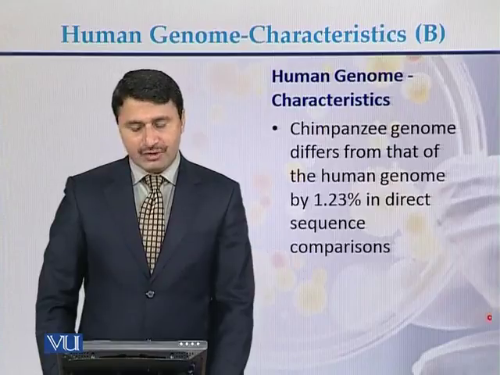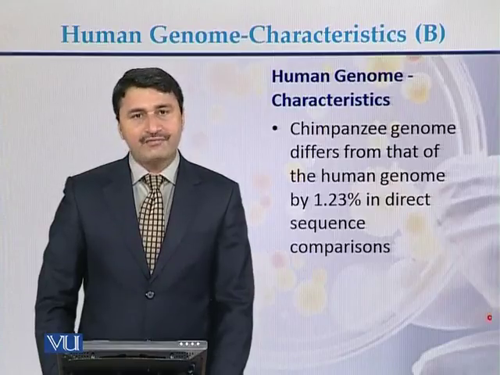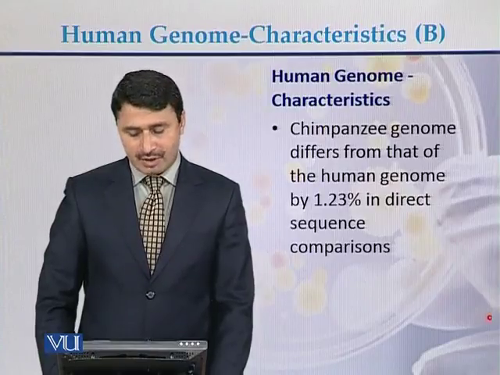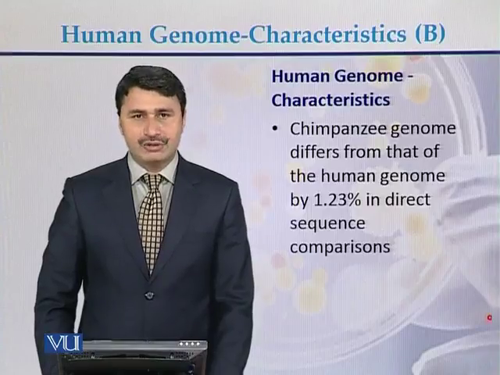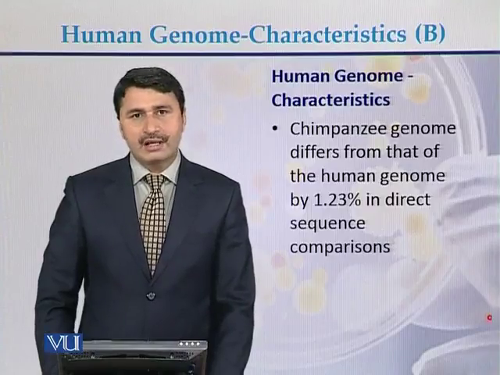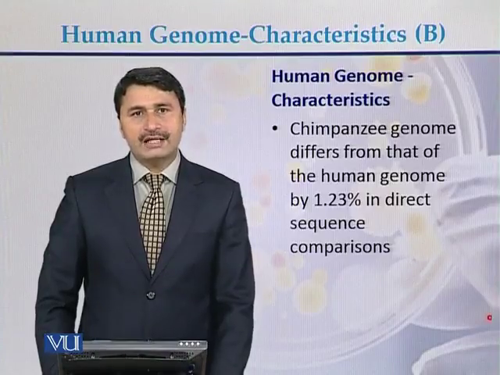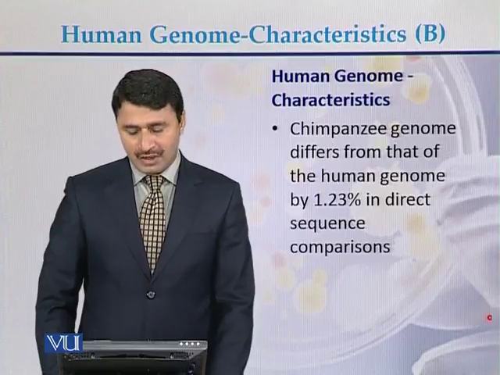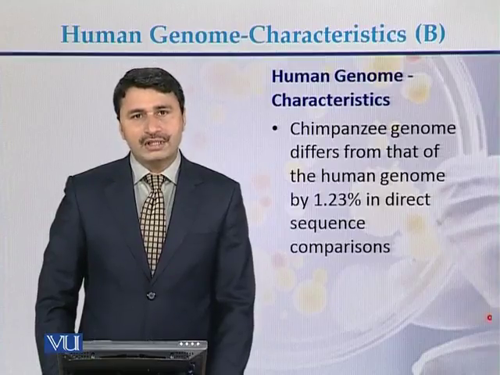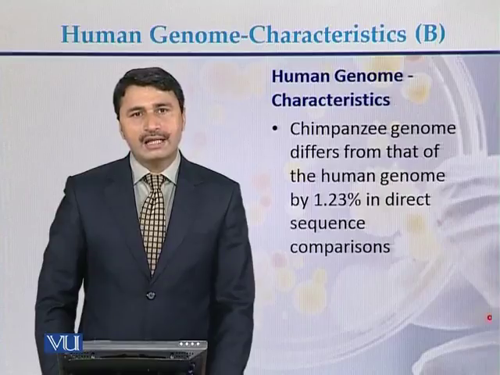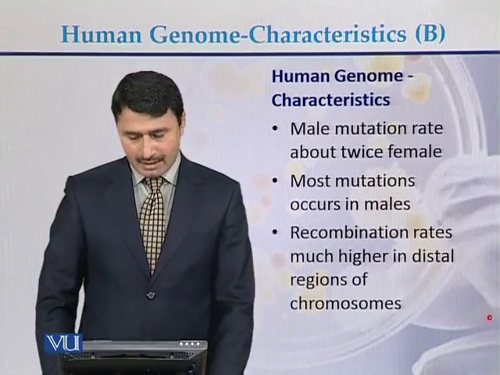Chimpanzee genome differs from that of the human genome by 1.23% of direct DNA sequence. So this is the comparison between the genome of the chimpanzee and genome of the human, that they differ from each other by 1.23% at nucleotide or at DNA level.